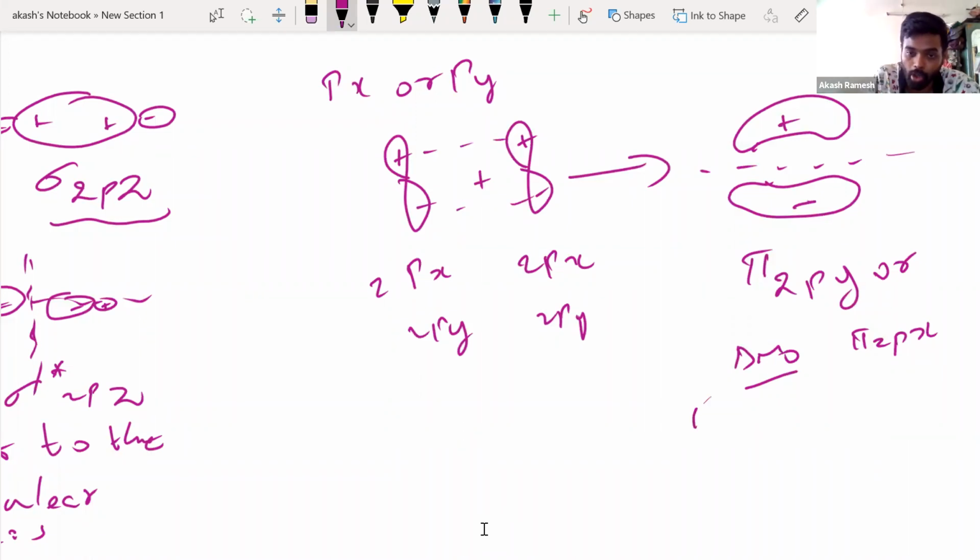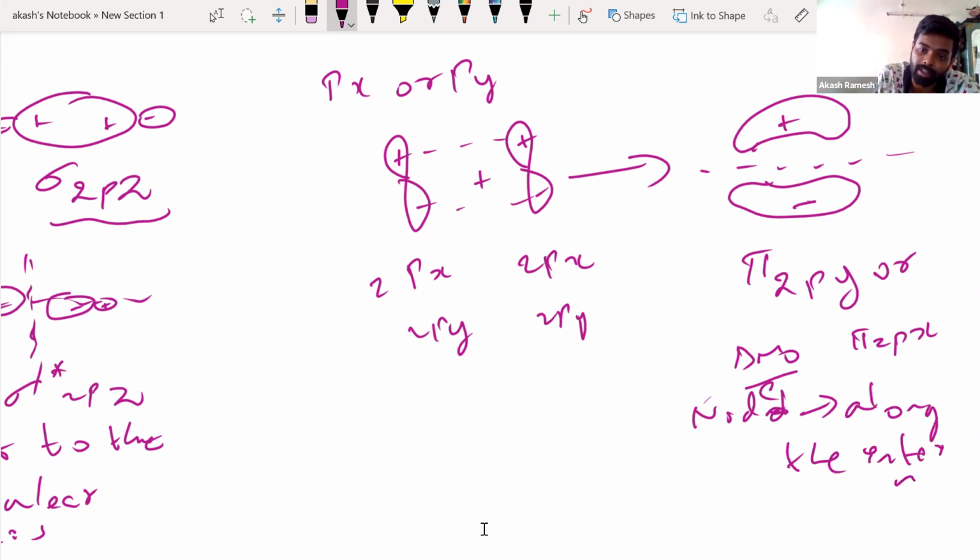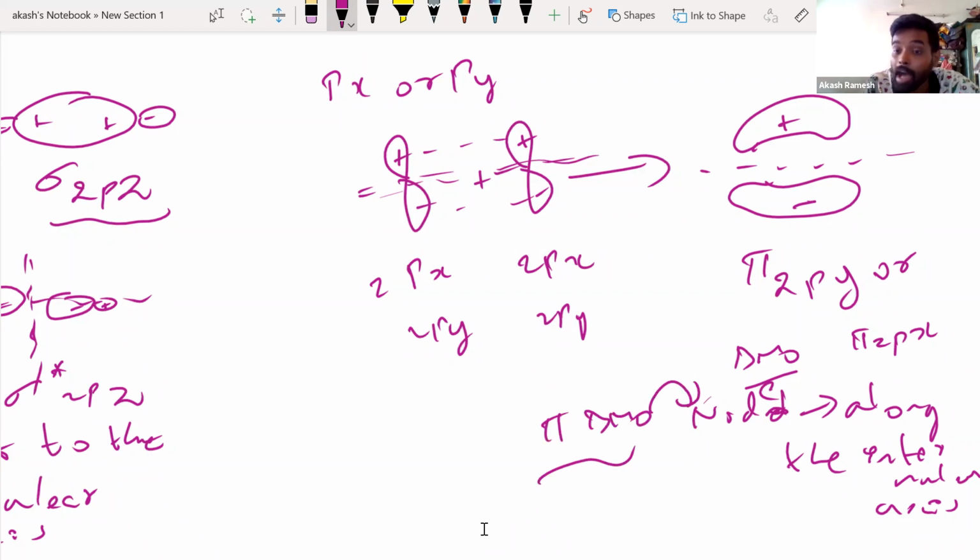Because in this case, the nodal plane, or the node as we call it, is along the internuclear axis. Is it not? This is the internuclear axis, because this is where the sigma bond would have been formed, along this line which I'm talking about. Along this internuclear axis, you will see that there's going to be a nodal plane. So what you have to understand is that pi bonding molecular orbitals will have a node along the internuclear axis.